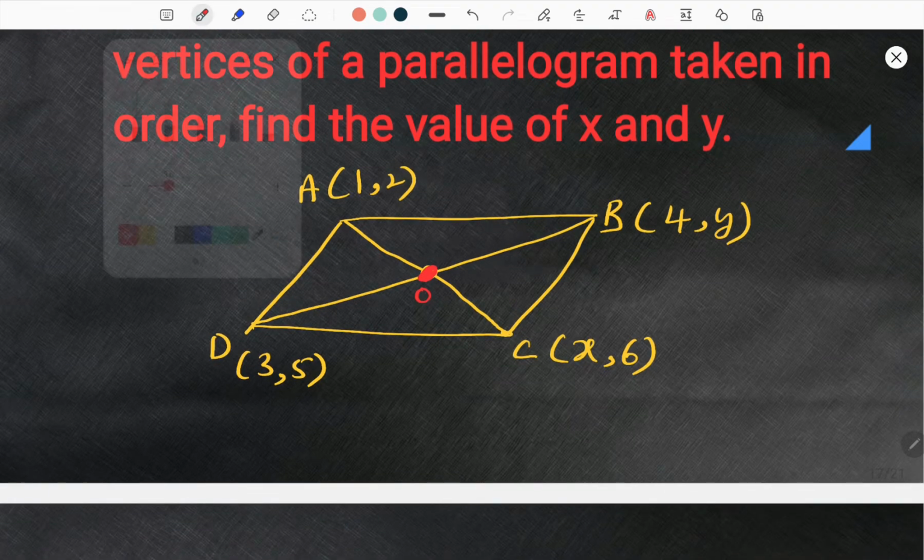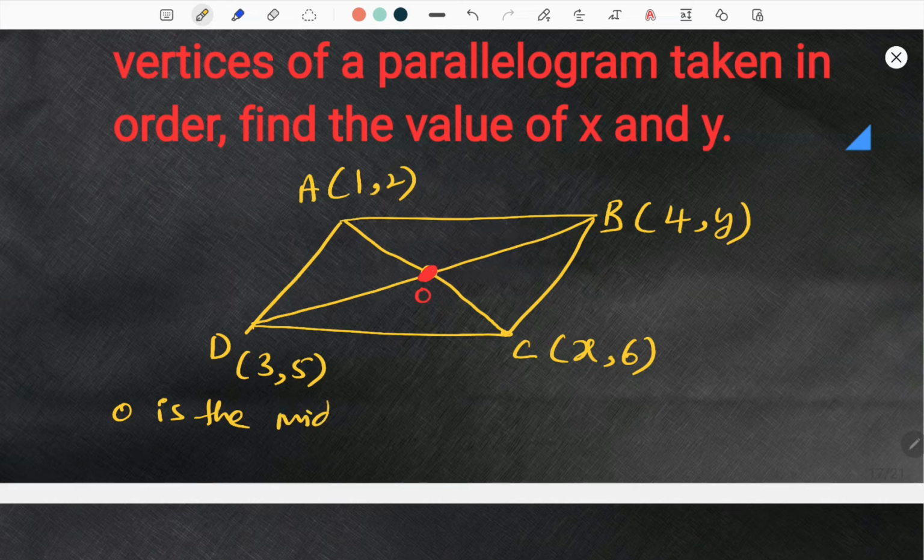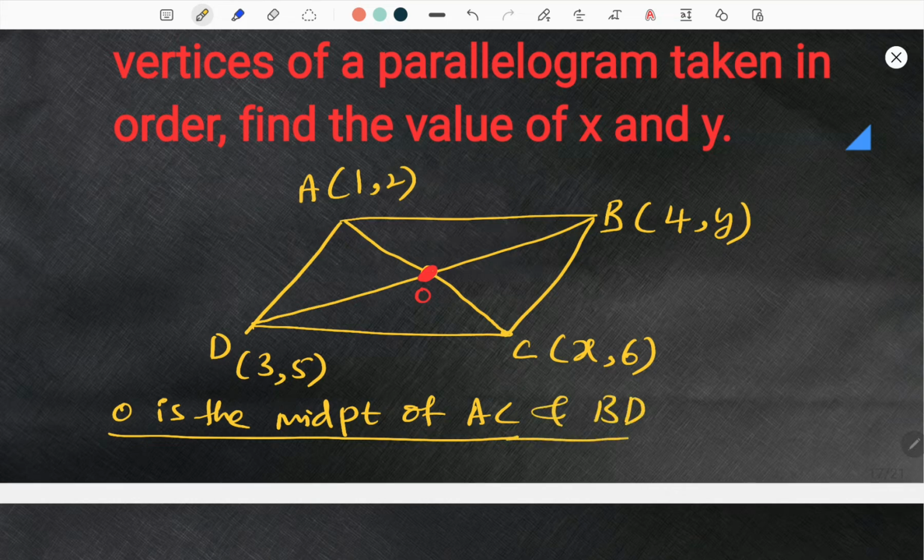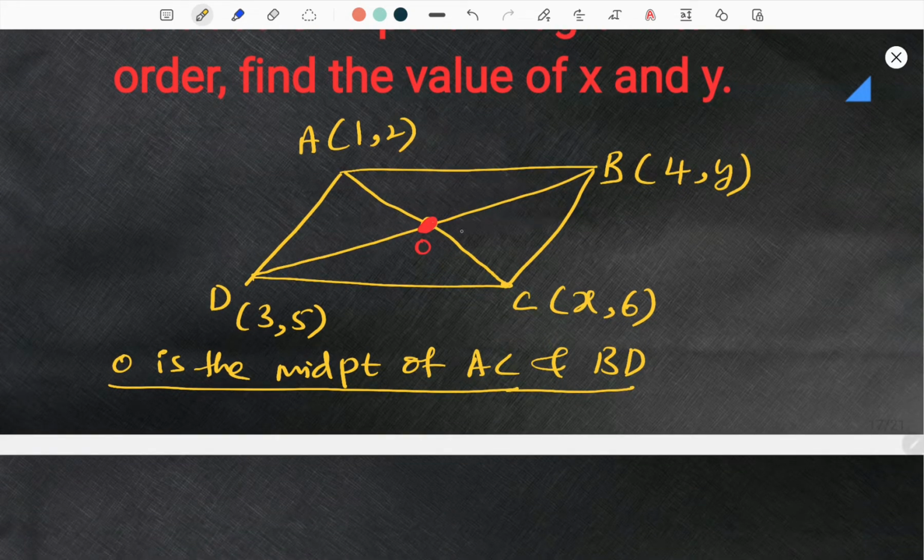So let me write that. O is the midpoint of AC. If O is the midpoint of AC, then similarly O is the midpoint of BD also. So it is going to be the midpoint of both. Now let me call O as x dash and y dash. I'm just taking the value.